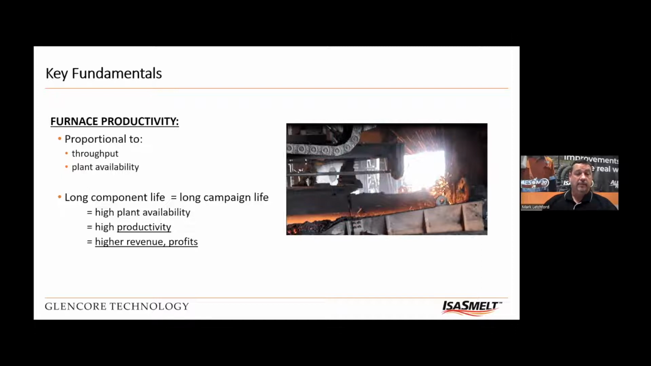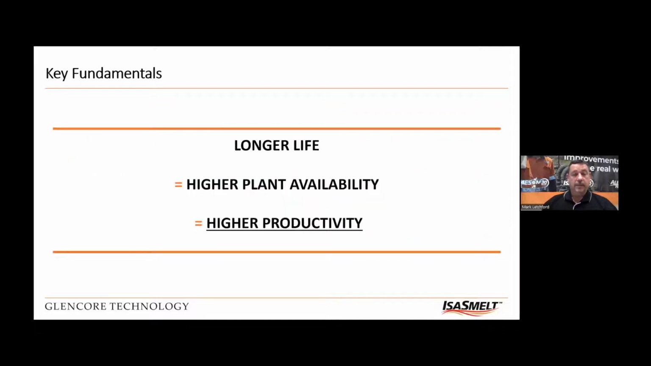And then life, that can apply to component life and furnace life. And we normally measure furnace life in campaign life, which is the period from one furnace rebuild to the next. So a long component life will generally produce a long campaign life. That results in high plant availability and high productivity. And then what your bosses really want to know about is that that's higher revenue and higher profits. So there's the magic formula. You want high plant availability to get high productivity for the reasons I just mentioned.